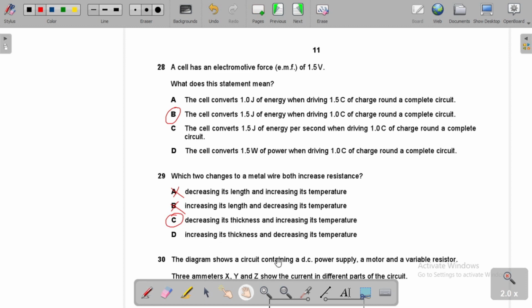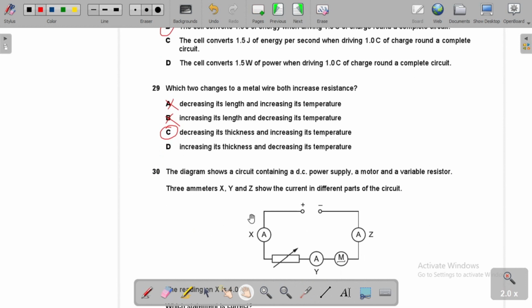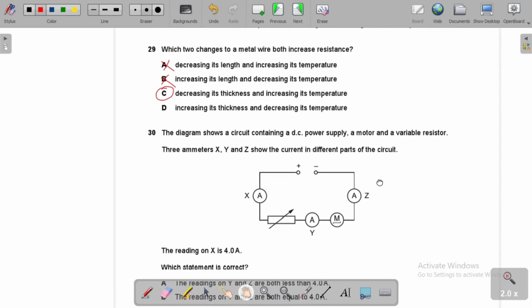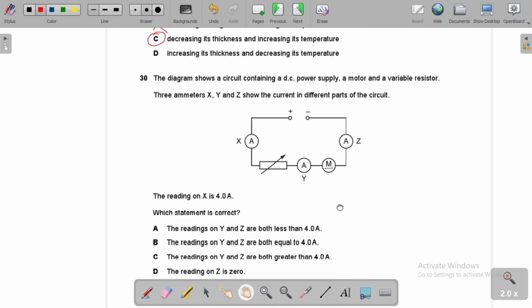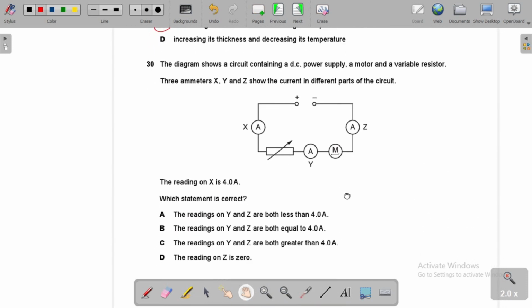So the next question. The diagram shows a circuit containing a DC power supply, a motor, and a variable resistor. 3 ammeters X, Y, and Z show the current in different parts of the circuit. The reading on X is 4.0 ampere. Which statement is correct?